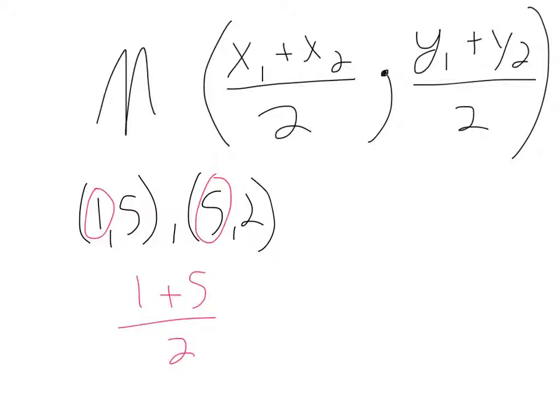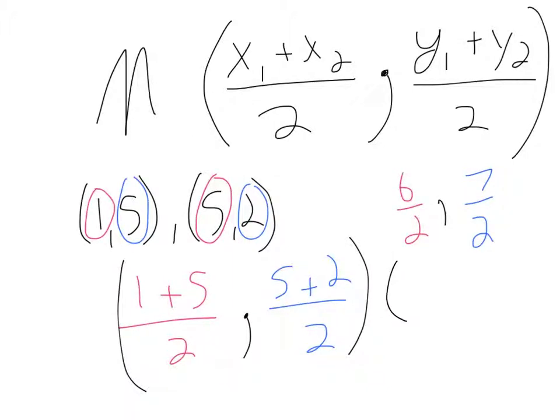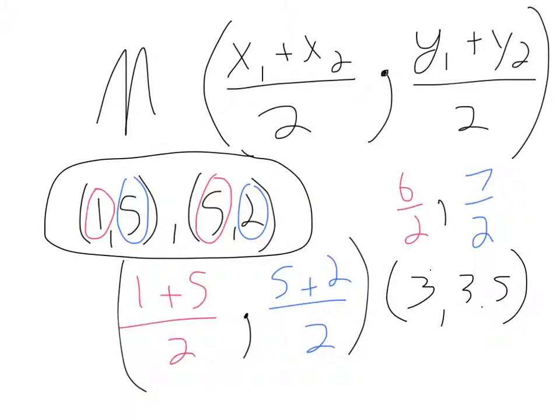Then I'm going to do my y values. My first one and my second one. So that's 5 plus 2 divided by 2. Now, let's simplify that. In red we had 1 plus 5 is 6 over 2. And in blue, we had our 5 plus 2, which is 7 divided by 2. All right, we're getting close. Now to fully simplify, 6 over 2 is 3, and 7 over 2 is 3.5. So my midpoint for the line segment right here would be 3, 3.5.